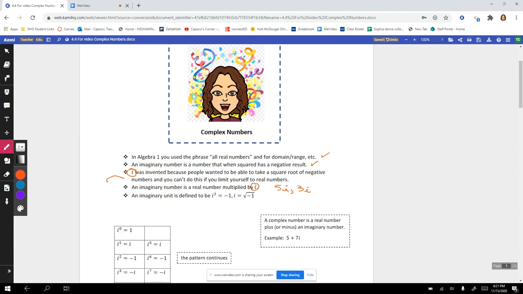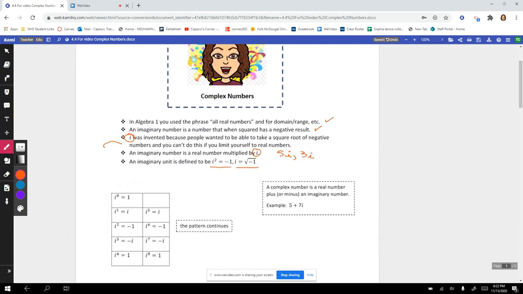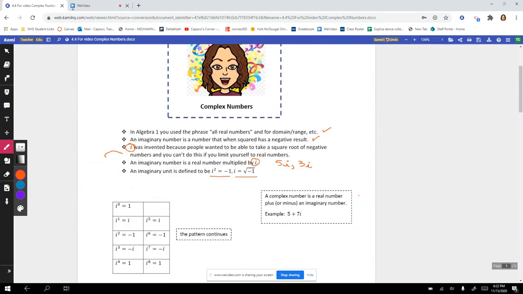They're all imaginary numbers. Now, there are two things you need to know about the imaginary unit. First of all, i squared is equal to -1, and i is equal to the square root of -1. We're going to talk about complex numbers today, and we'll get to this a little bit later in the lesson. A complex number is a real number plus or minus an imaginary number. So in this example, here's my real number, and there's my imaginary number.